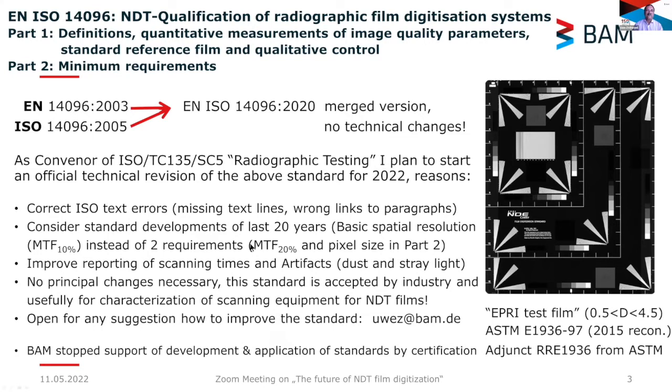For example, for film digitization we defined 25 years ago the MTF at 20%, but it turns out the MTF at 10% is more suitable. And we have a completely new parameter, which did not exist 20 years ago in the analog world, the basic spatial resolution. So we had to introduce these parameters also in the film digitization standard.